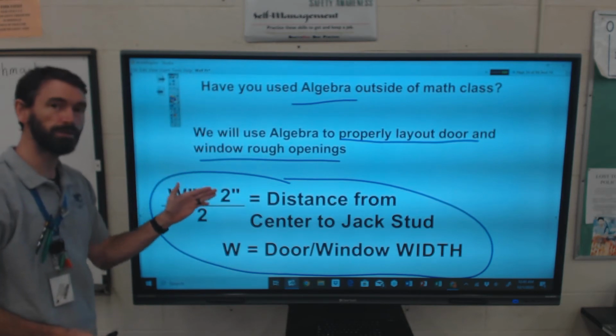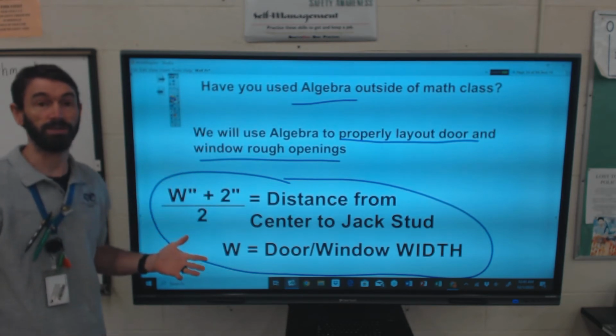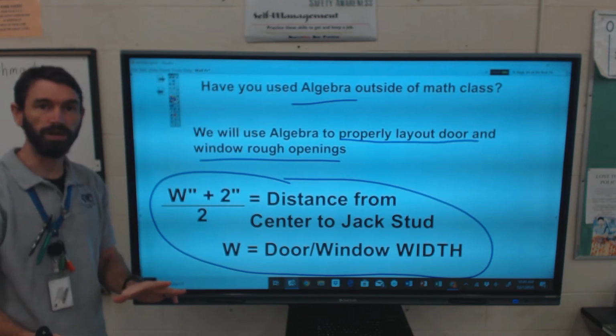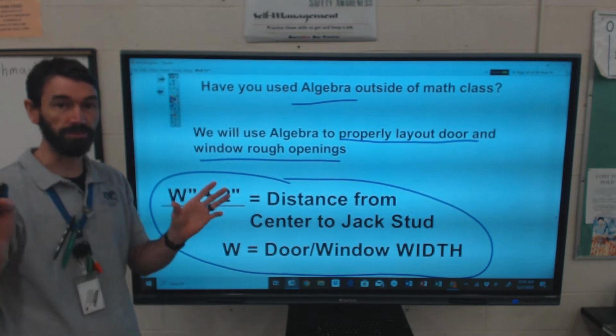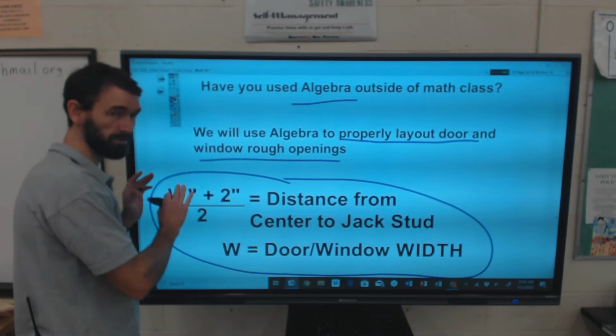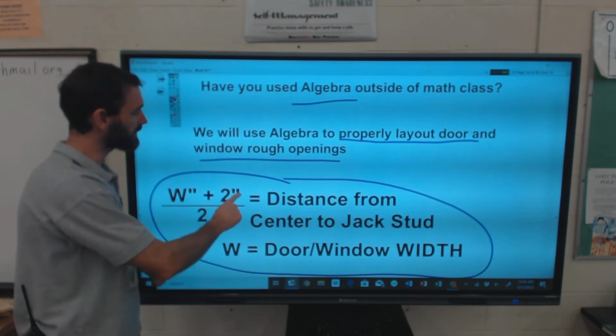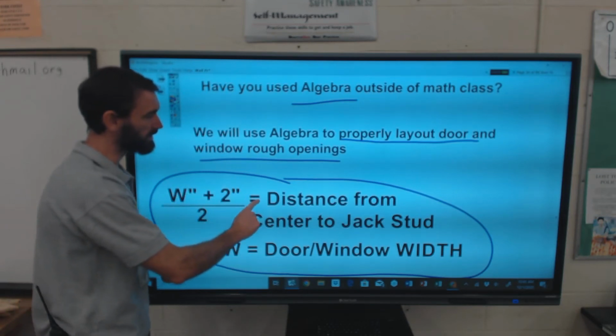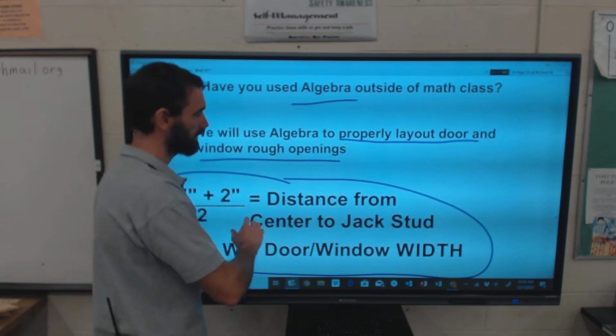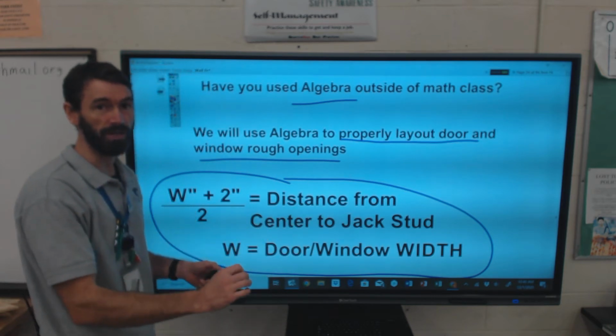W plus 2 divided by 2. That's a pretty simple equation. It's not rocket science. Pretty simple. This is algebra right here. What this is going to give us is the distance from our center location to our jack studs.